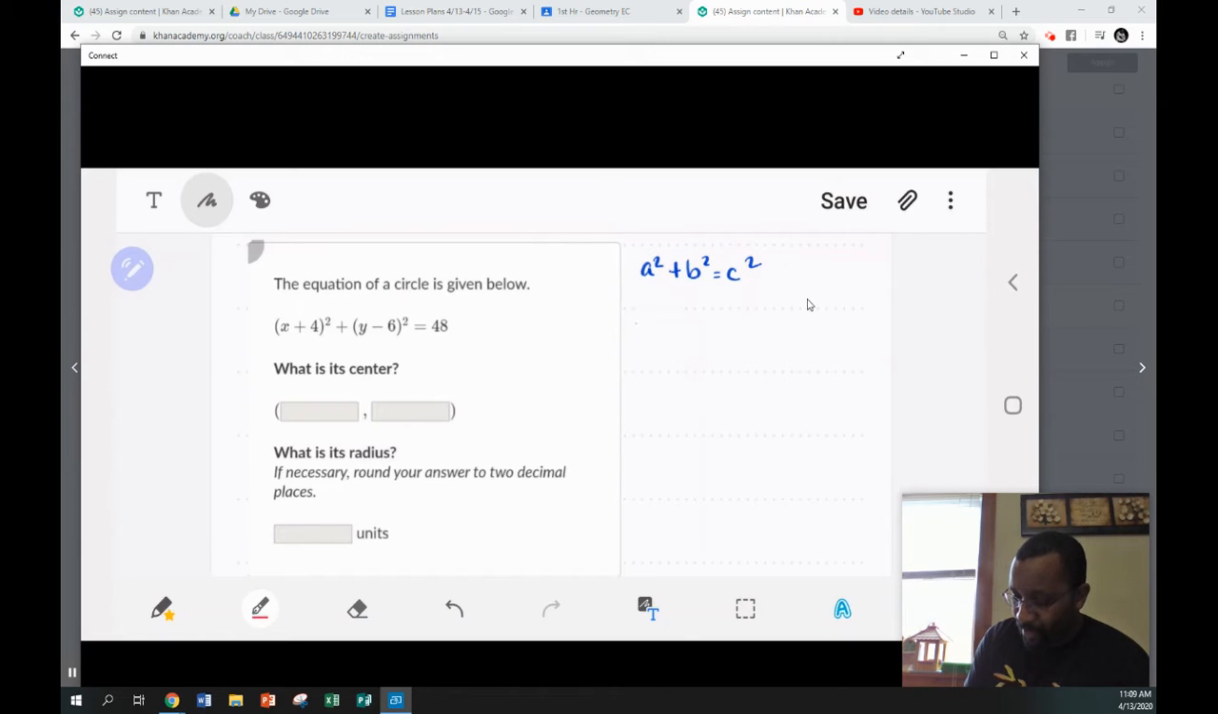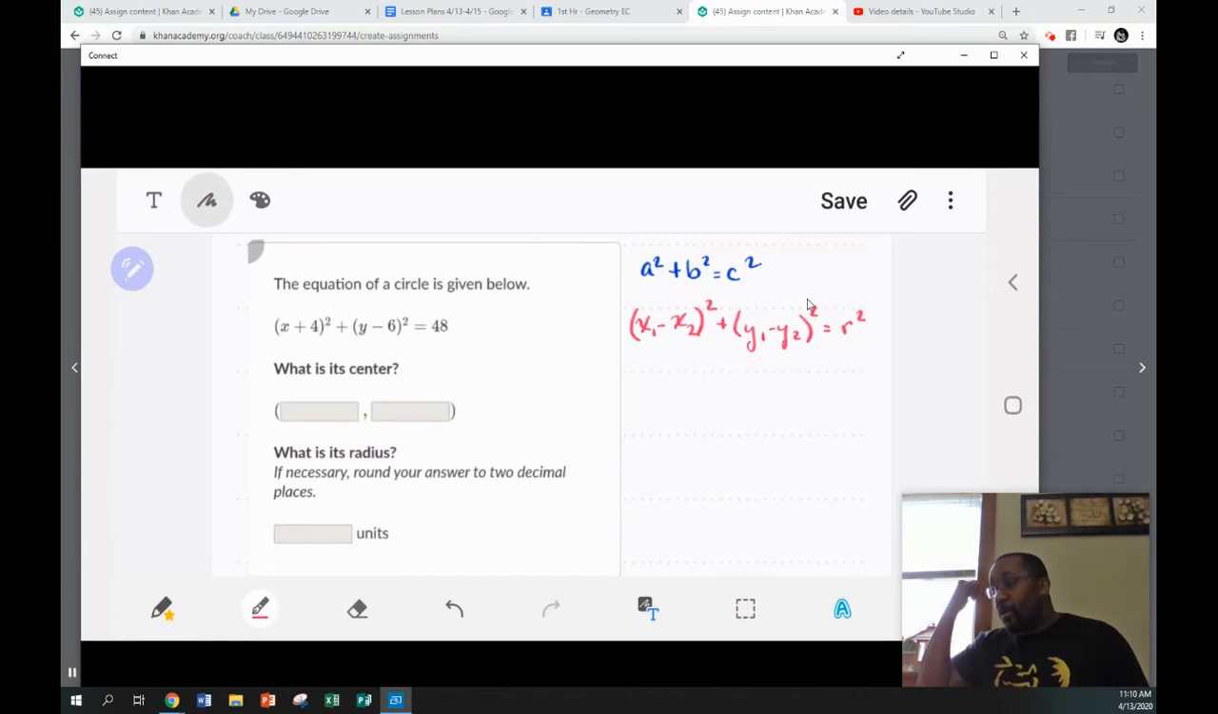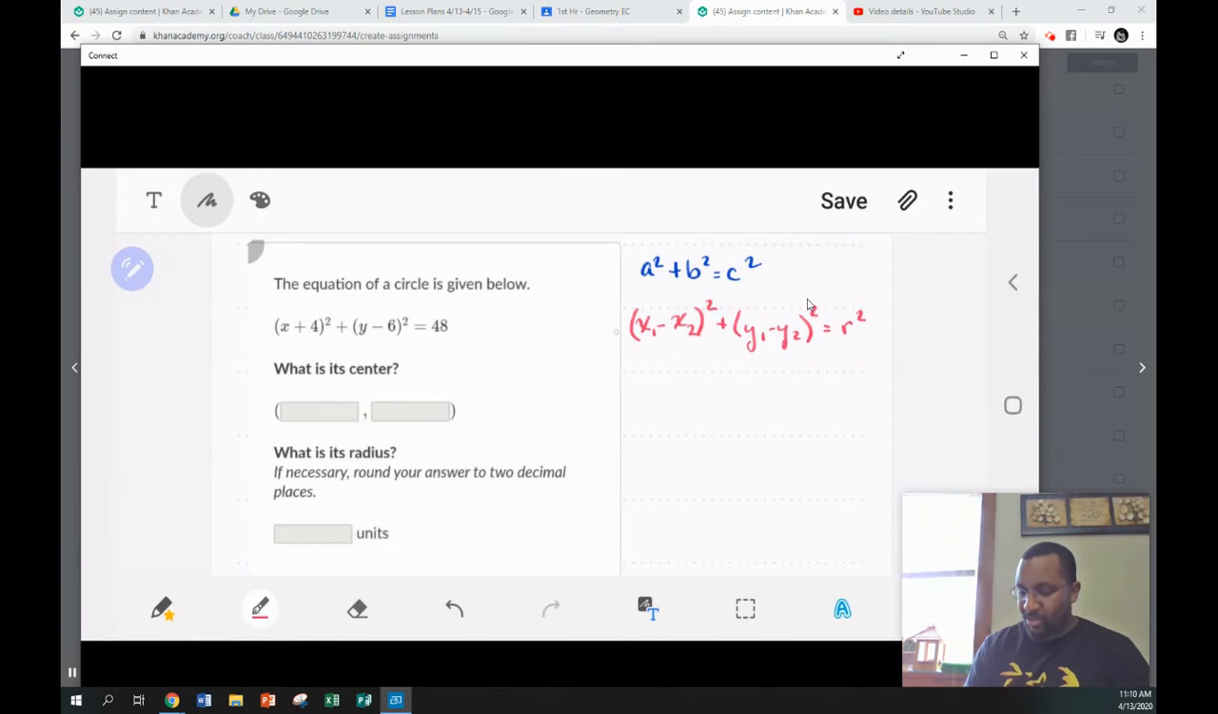So we have x1 minus x2, that would be your a squared, plus y1 minus y2, that would be your b squared, equals your distance, right? And if we're talking about distance, sometimes that distance we could write r for radius instead. So that would be the radius squared, and then you would take the square root of that, and that would give you your radius.